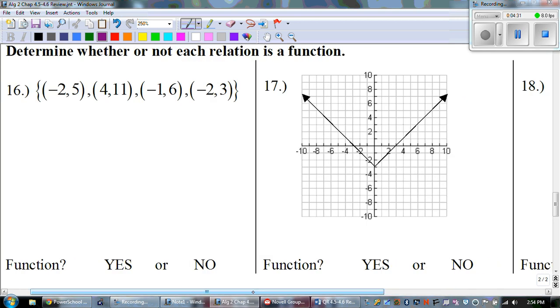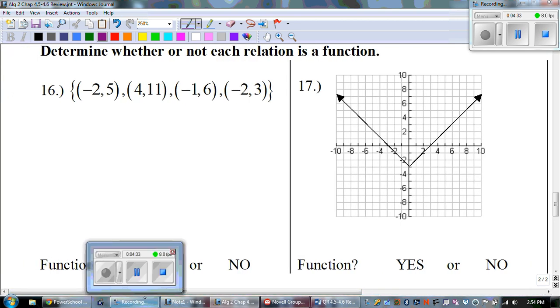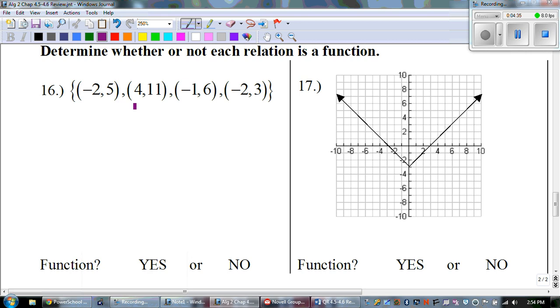Now they're asking for if it's a function or not. So when I'm figuring out if things are functions or not, I'm more of a visual person, so I'm going to kind of write down this chart and know that, hey, -2 goes to 5. Okay. Now my next one is 4 and 11. So 4 goes to 11.